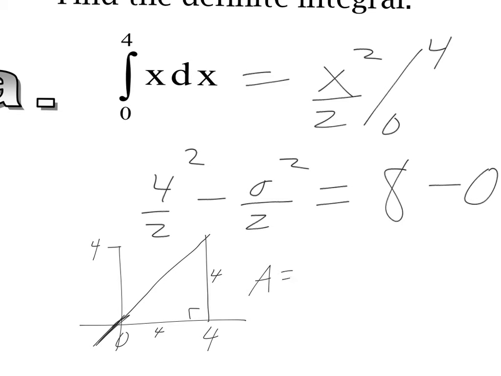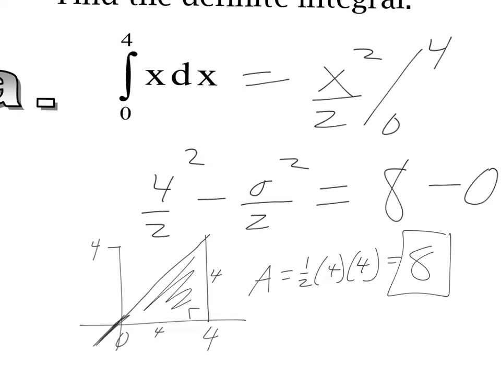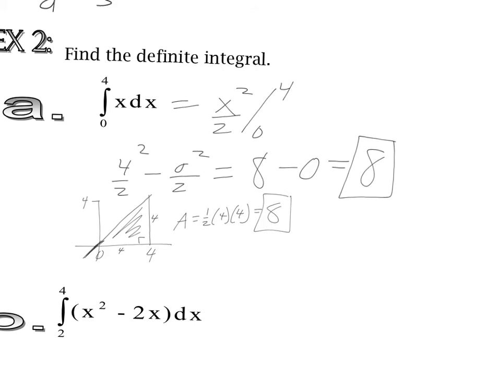Well, the area of a triangle is 1/2 the base of 4 times the height of 4. And what is this? This is 1/2 of 16, right? Because 4 times 4 is 16. So half of 16 is 8. And sure enough, we found the same thing, right? That thing has an area of 8, and the integral of that is also 8. So again, not really a proof, but it does kind of show you the reasoning there.